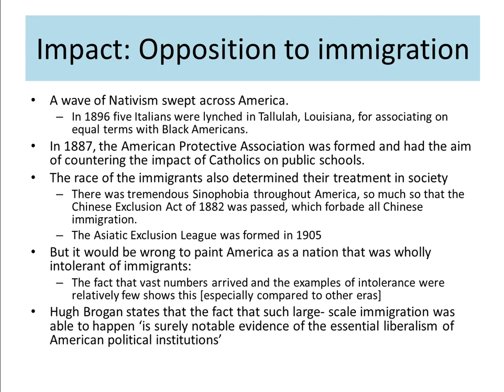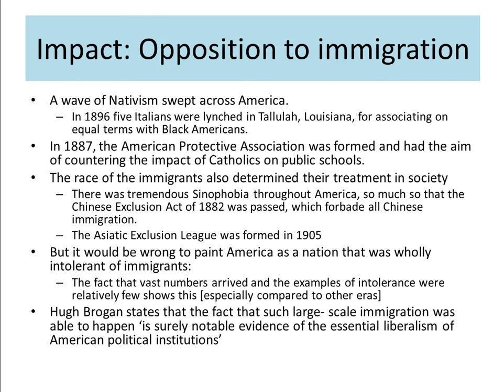In 1869, for example, five Italians were lynched in Tallulah, Louisiana, because they were associating with Black Americans whom they approached on equal terms. Of course, the Italians didn't have the latent racism in the South that had existed since the Civil War, and five Italians were lynched for just talking to Black people. In 1887, the American Protective Association was formed, with the aim of countering the impact of Catholics on public schools. People feared that America's ideals, America's founding ethos, would be subverted by Catholics who would make Americans loyal to the Pope, and Americans would then naturally start taking orders from Rome and not America. It seems ridiculous, but people truly did believe this.